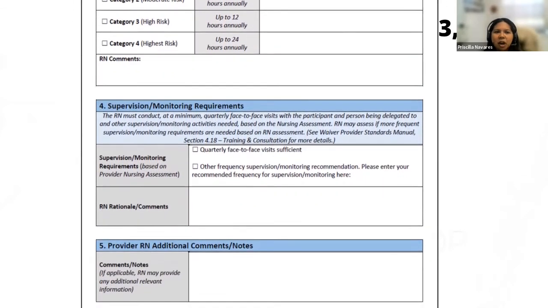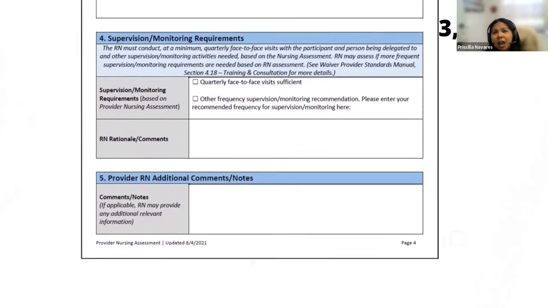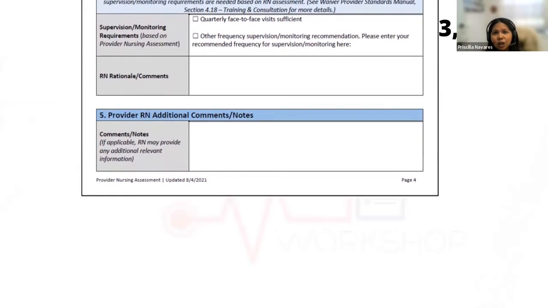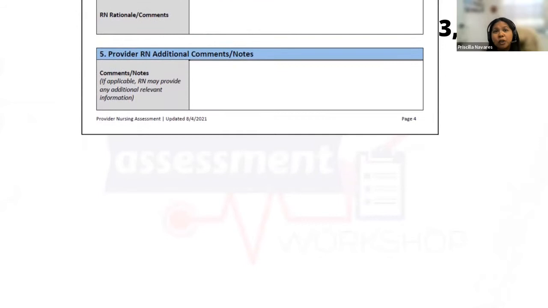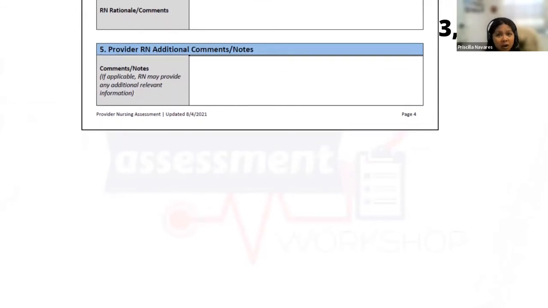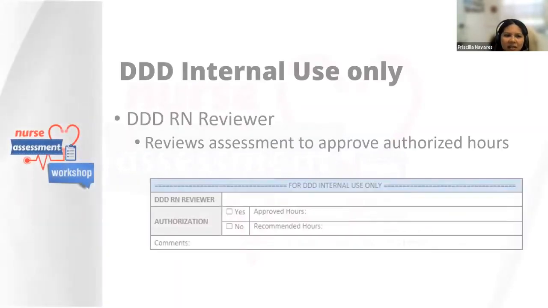Then in the supervision monitoring requirements, just a friendly reminder that the minimum requirements does include the face-to-face that should be completed with the provider RN, the person completing the task. And once again, when we talk about the 5 rights of delegation, this includes the right person or the right delegatee and also the participant that is there. And then finally, when we talk about provider RN additional comments notes, this is going to be something that the RN can provide any additional information that they feel like may be relevant.